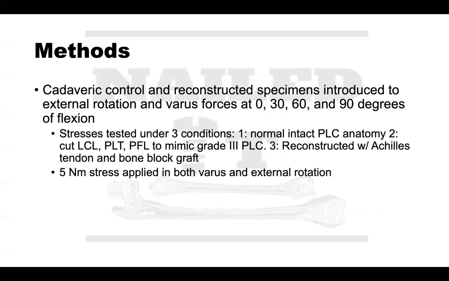They had 3 different conditions where these stresses were performed. They had a normal native knee with an intact posterolateral corner. They had a transected LCL, popliteal tendon, and popliteofibular ligament to mimic a grade 3 posterolateral corner injury, and then a reconstructed knee with an Achilles tendon autograft and bone block graft. They used a 5 Newton per meter stress applied in both varus and external rotations.